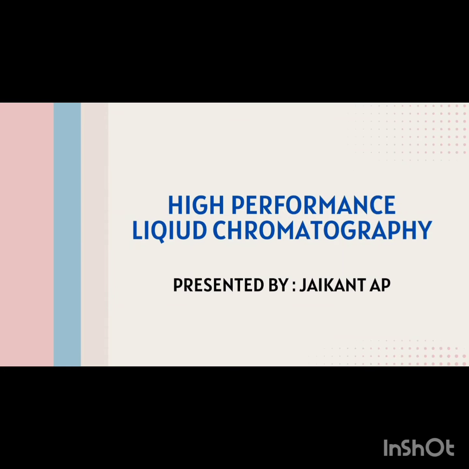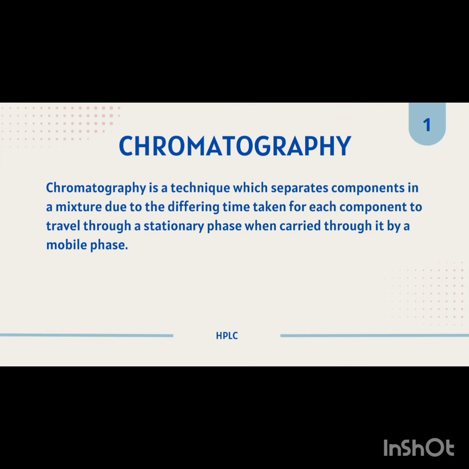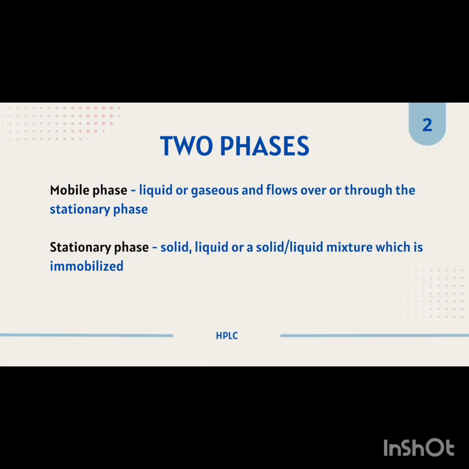High-performance liquid chromatography. Chromatography is a technique which separates components in a mixture due to the differing time taken for each component to travel through a stationary phase when carried through it by a mobile phase. Two phases: mobile phase, liquid or gaseous, which flows over or through the stationary phase; and stationary phase, solid, liquid or a solid-liquid mixture, which is immobilized.